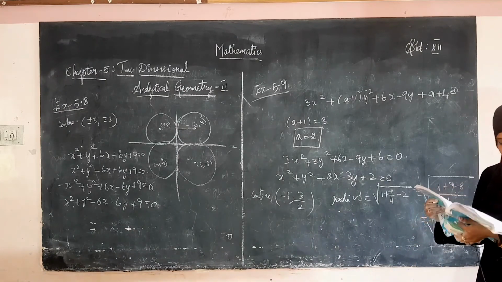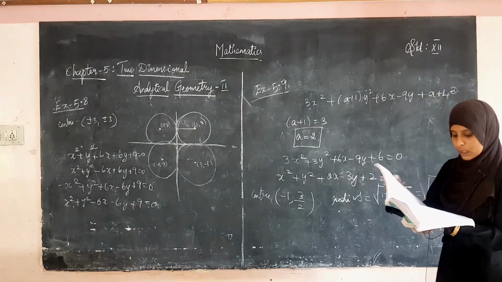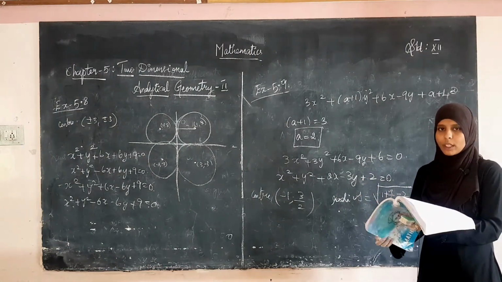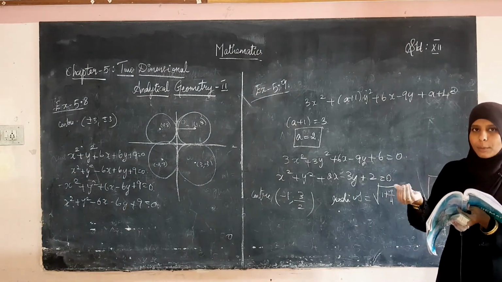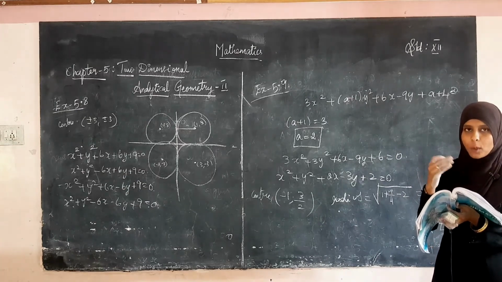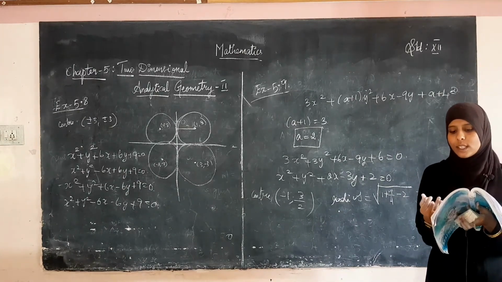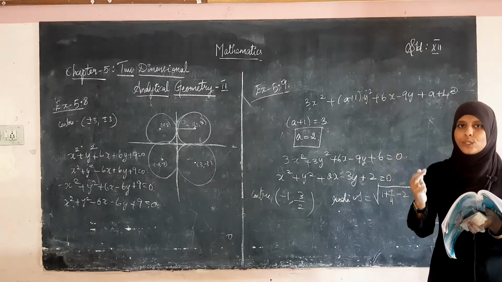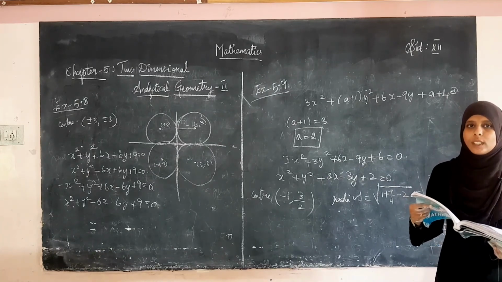Okay. And the next, example 5.10, is the assignment for you. Find the equation of the circle passing through the points. First, you have to take the general equation of the circle, then substitute the points one by one in the general form, then you will get the values of f, g and c. At last you can substitute the values of f, g and c in the general form and you will get the required equation of the circle.